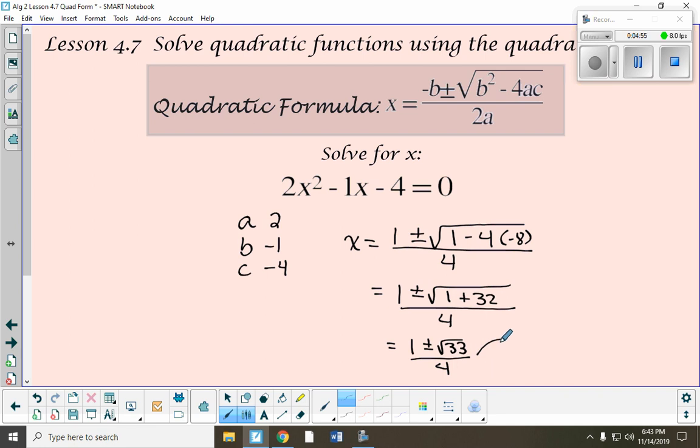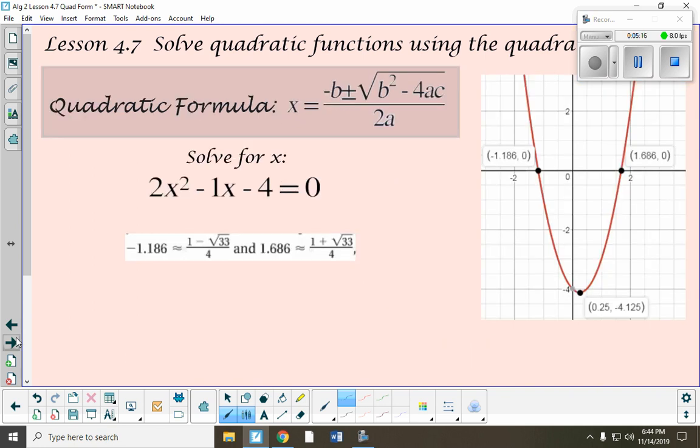And so you could approximate those. If you put that in the calculator, you would add 1 plus the square root of 33, hit equals, and then divide by 4. And you would do 1 minus the square root of 33, hit equals, and then divide that by 4. And that would give you the approximate answers. And as you can see, those are right here. The negative 1.186 and positive 1.686, and this is what the graph looks like, and those are your x-intercepts.